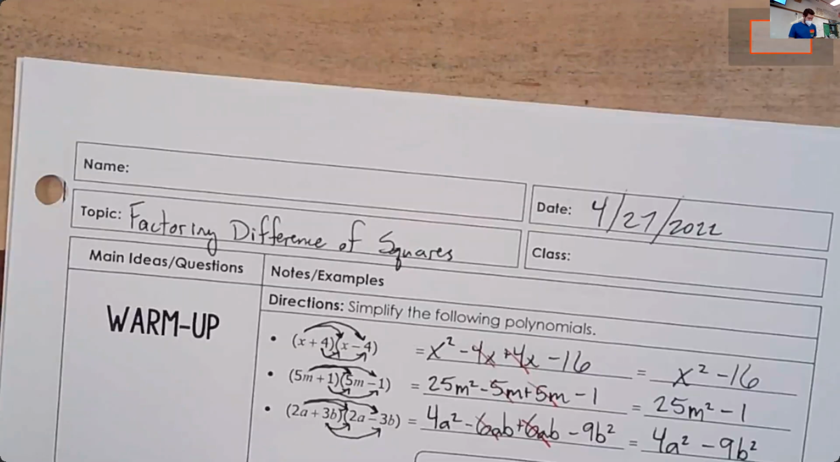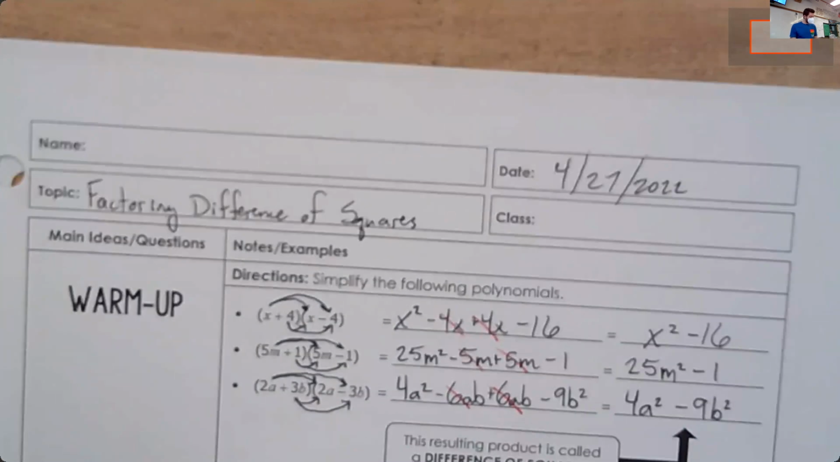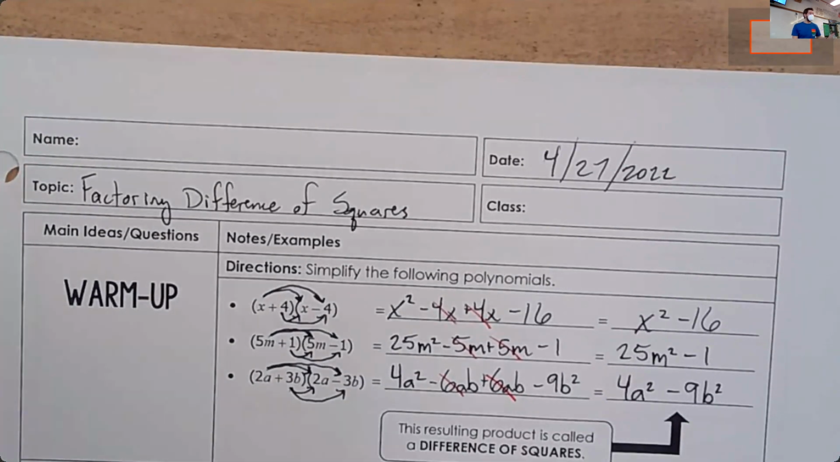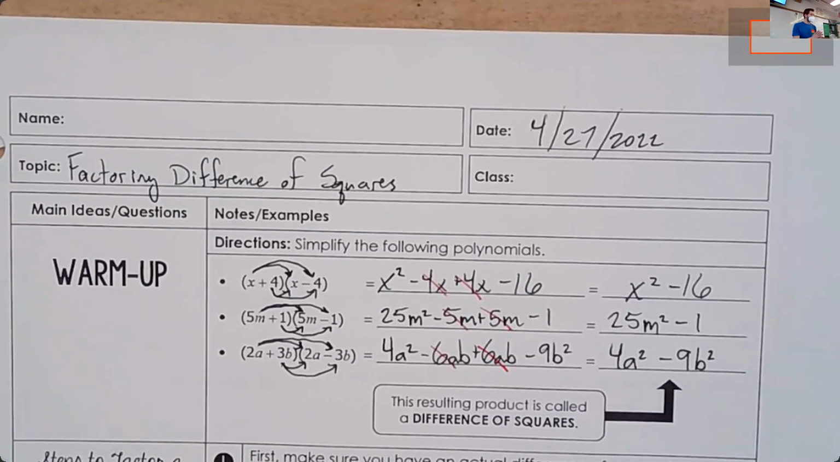And actually, I think a lot of what we do today is going to be quicker than what we did yesterday even. So this is a different method of factoring than what we saw yesterday. Yesterday, we factored out a greatest common factor in order to factor the polynomial. Today, we are going to be identifying a difference of squares.